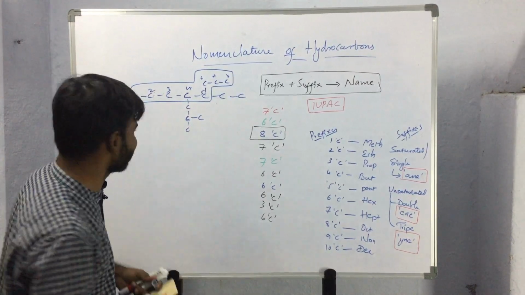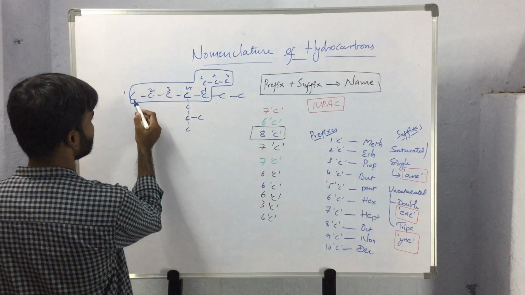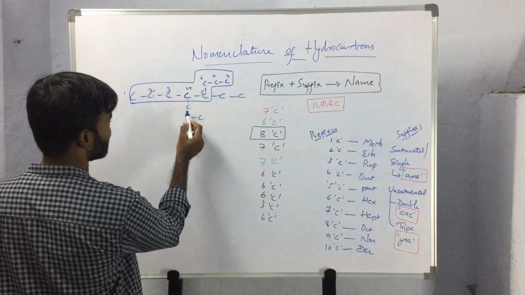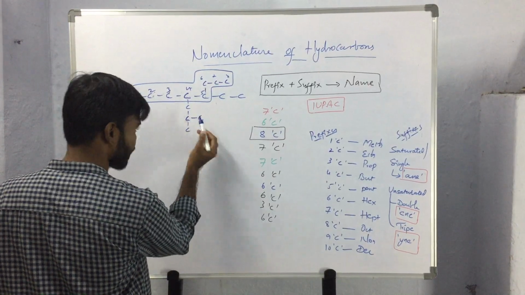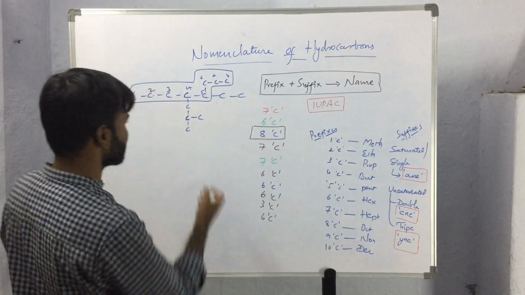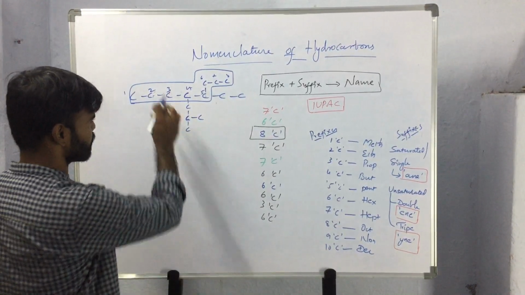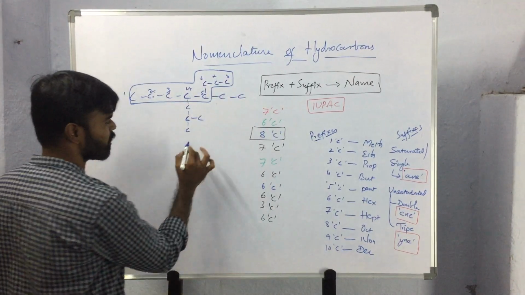What in this case? So here 1 2 3 4 5 6 7, 1 2 3 4 5 6 7. So maximum we are getting 7 carbon atoms only. So the same thing will be the parent chain, octane.